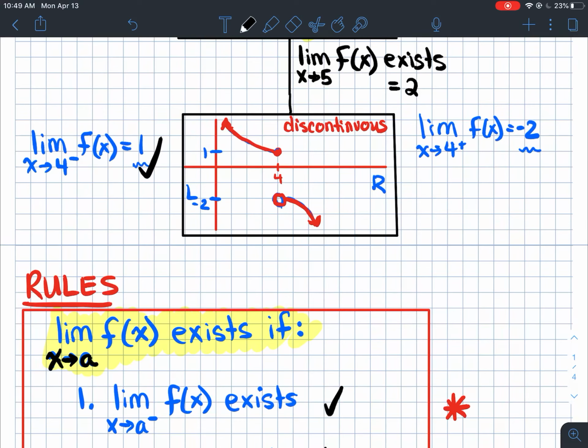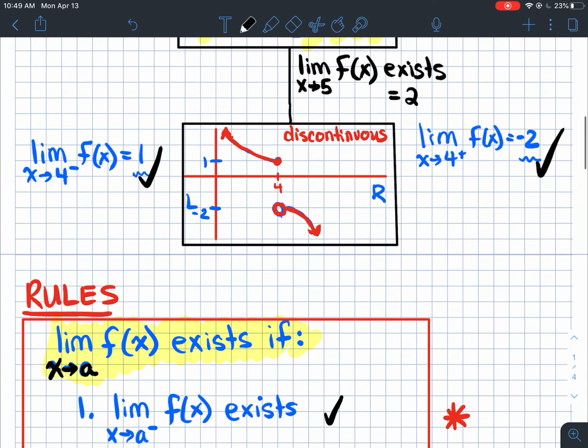Okay, but this guy has a left-hand limit, it has a right-hand limit, but they're not the same. So we would say the limit as x approaches 4 of f of x does not exist.